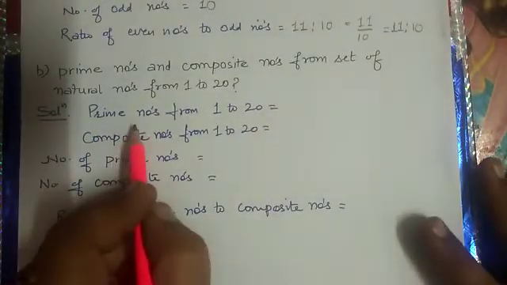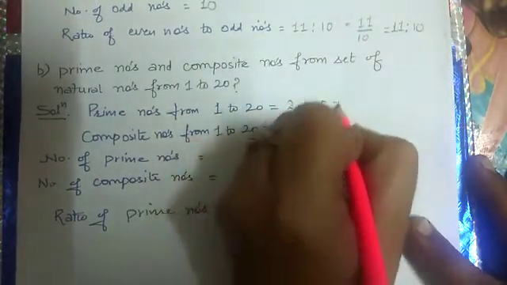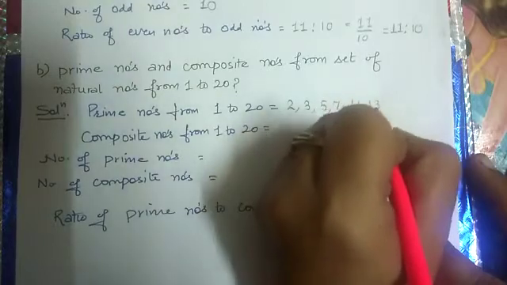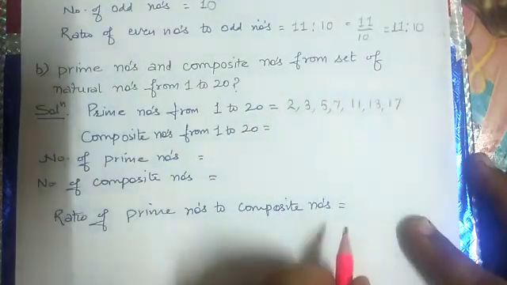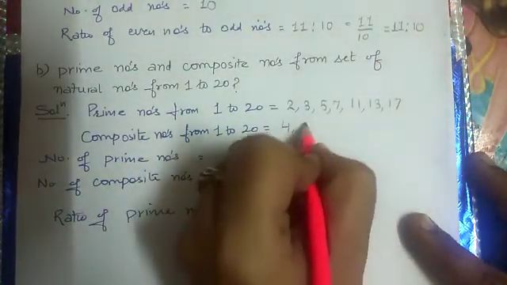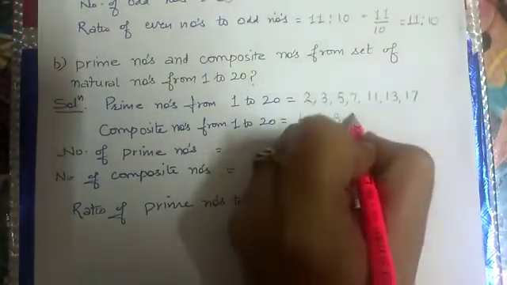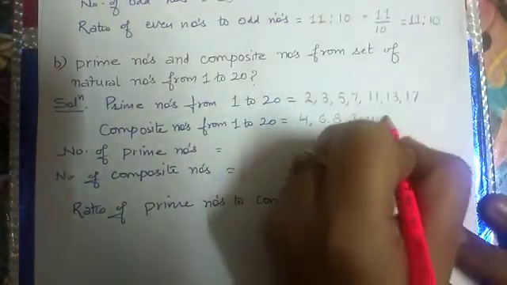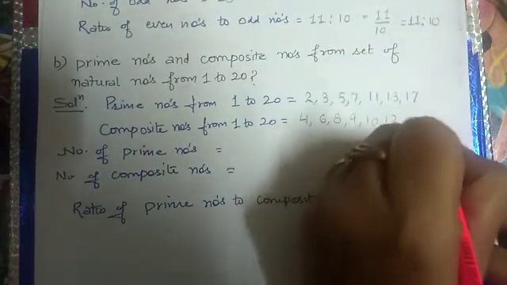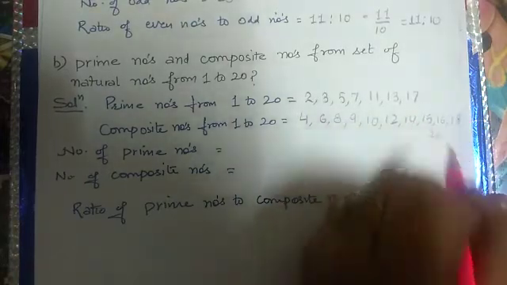Now prime numbers and composite numbers from 1 to 20. Prime numbers from 1 to 20 are 2, 3, 5, 7, 11, 13 and 17. Composite numbers: 4, 6, 8, 9, 10, 12, 14, 15, 16, 18 and 20.